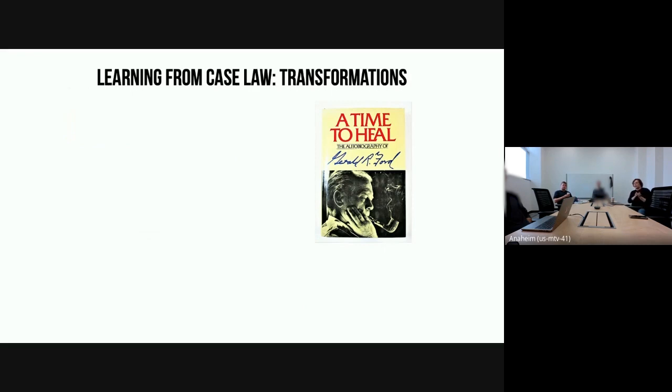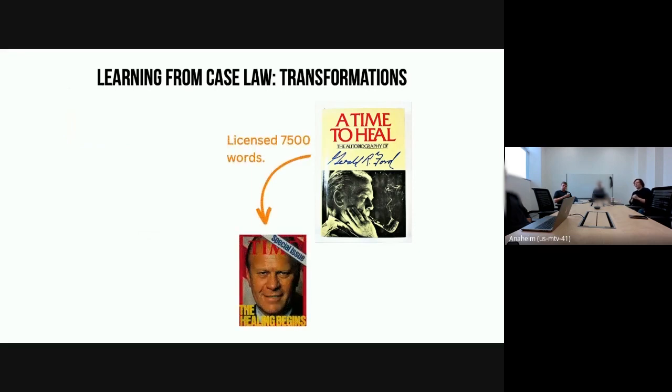Gerald Ford had an autobiography that had not been published yet, but was written. And Time magazine licensed 7,500 words or thereabouts to print in a periodical to reveal this compelling story about Gerald Ford's presidency, how he pardoned Nixon, all these really exciting reveals at the time. Time magazine licensed that material to create a special series on it.